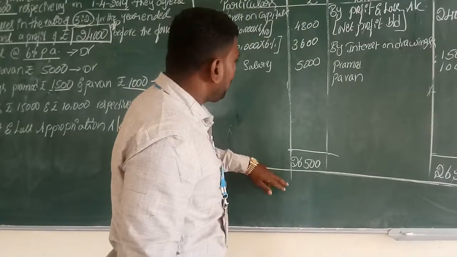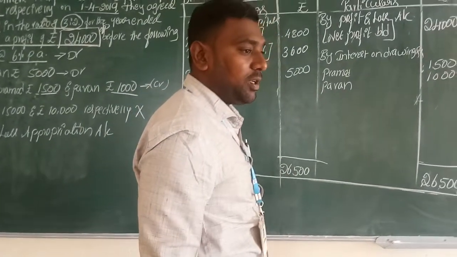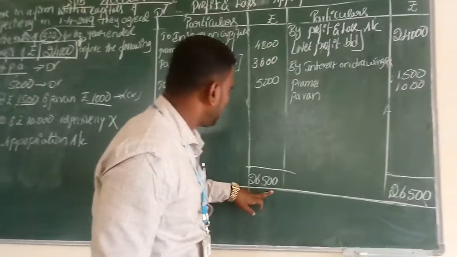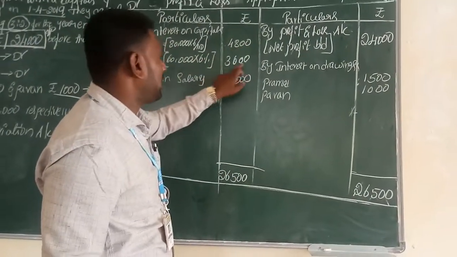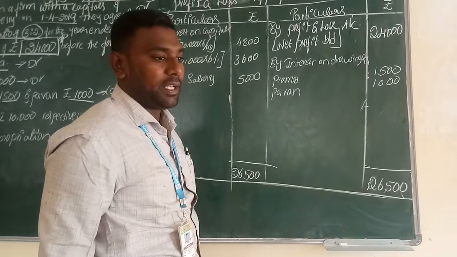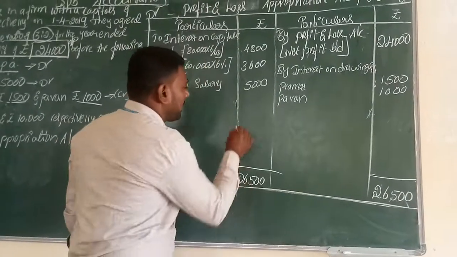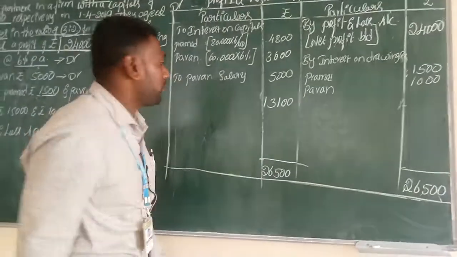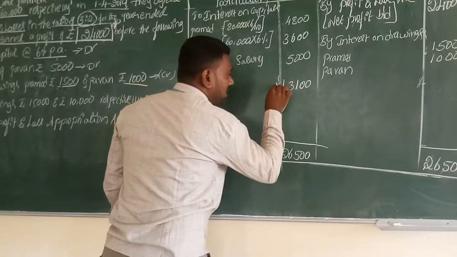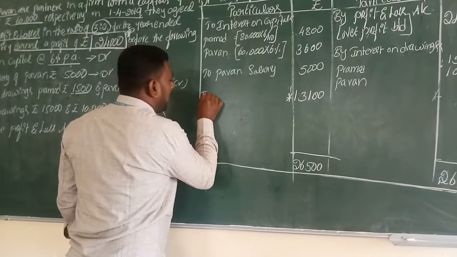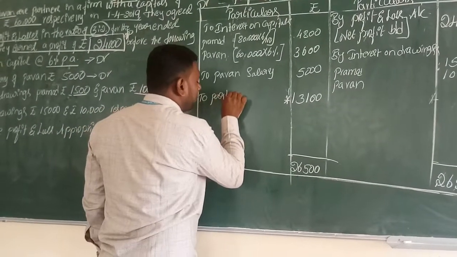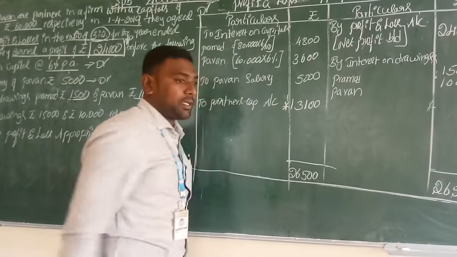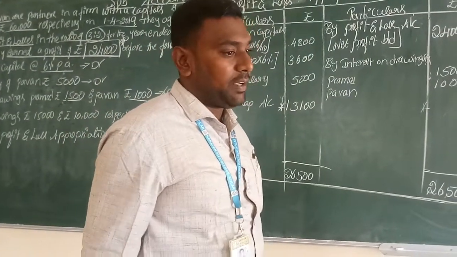So out of this value, we should deduct all the values which come to the debit side. So 26,500 minus 4,800, 3,600 and 5,000, we will get the difference value. The difference value will be 13,100. This value we have to transfer to the partners. So we will make the difference. We have to put a star mark. So write down the heading, partners capital account. So partners capital account we should write, and we have to distribute it.